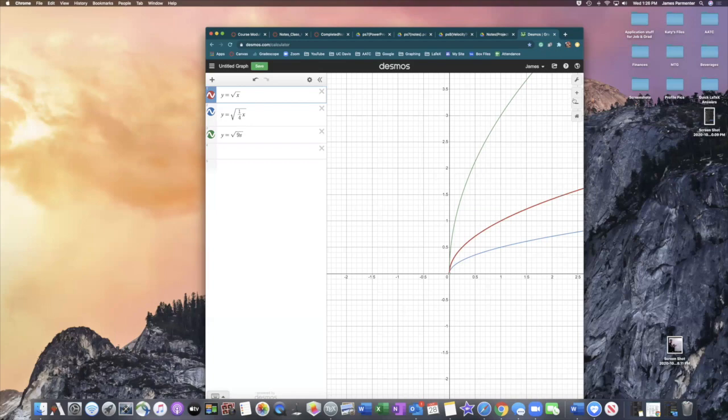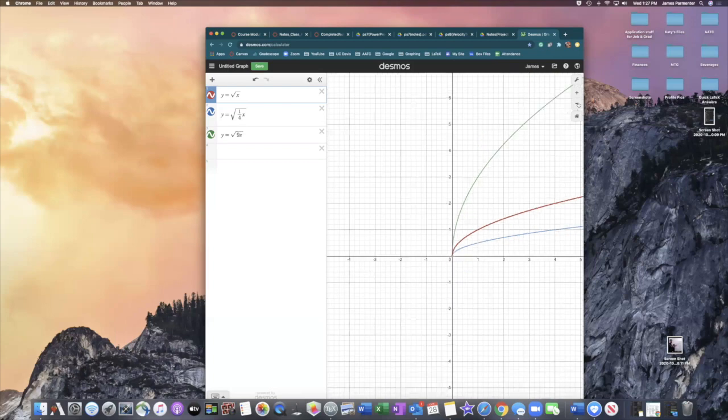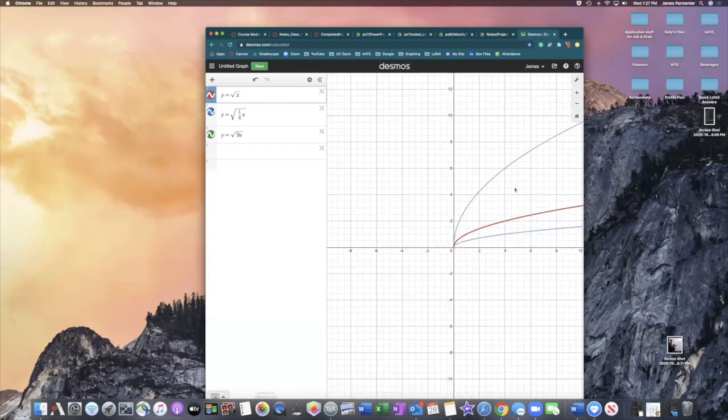Now, I will say, because this is a common observation that people make, that horizontal compression of y equal to the square root of 9x sure looks a lot like a vertical stretch. And it is in this case. That horizontal compression by a factor of 9 is equivalent to a vertical stretch by a factor of 3. Same graph. Green graph, purple graph. Same graph.